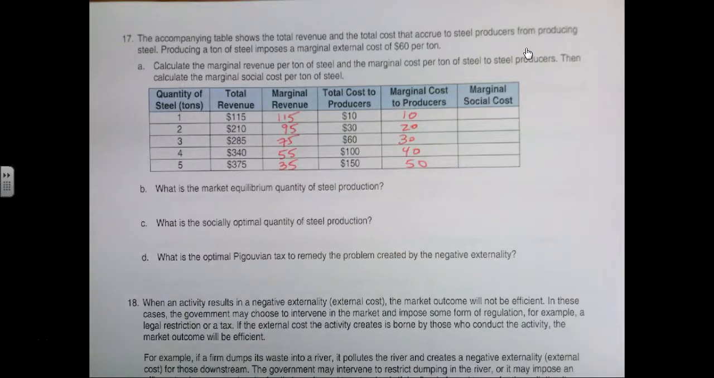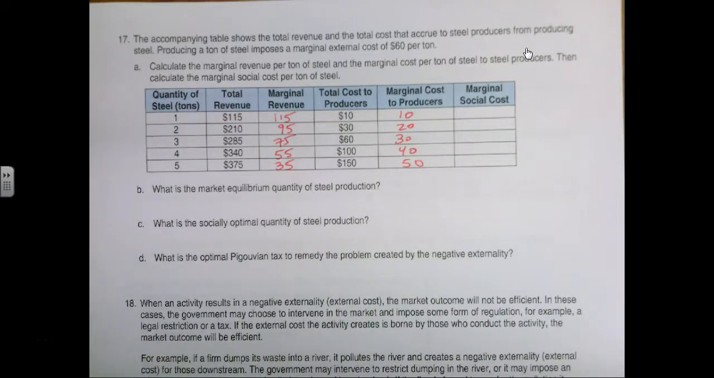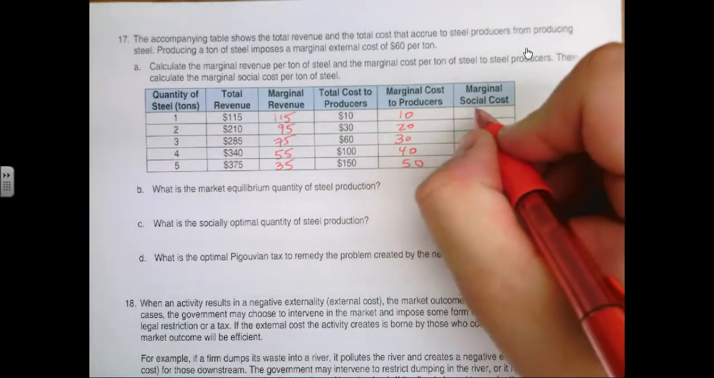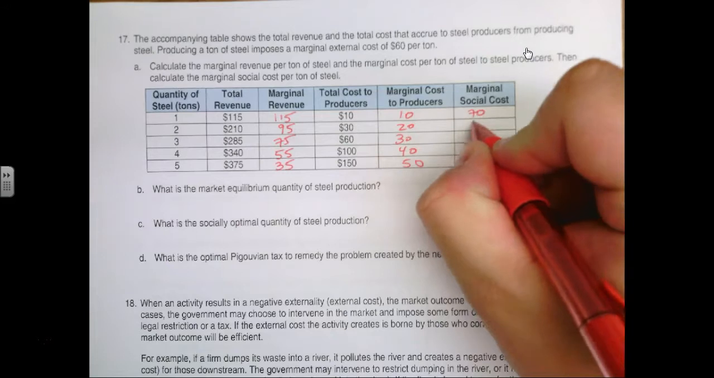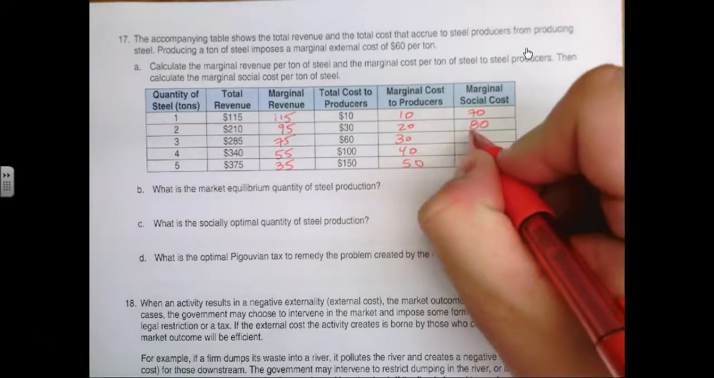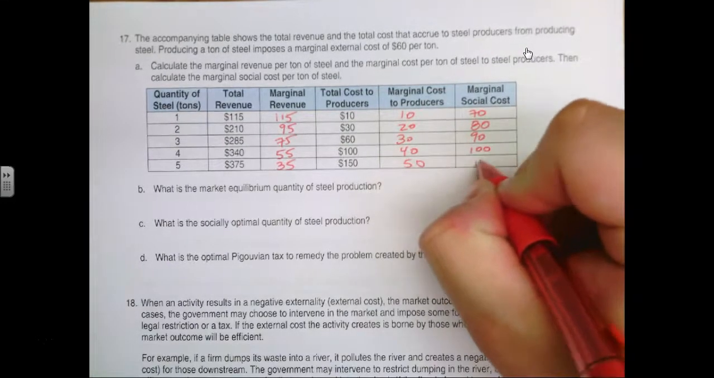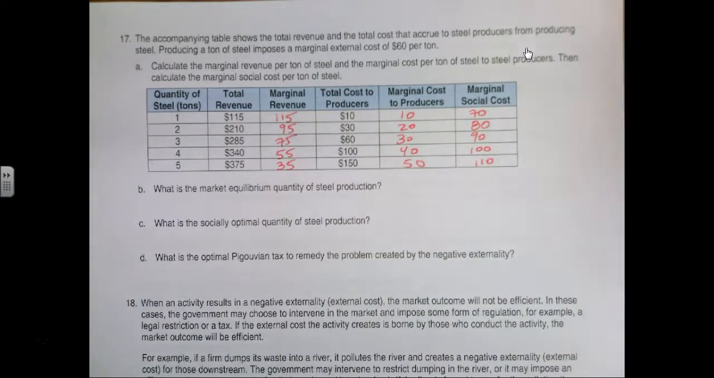We know from the first part of the question that there's an external cost of $60 per ton when it comes to producing steel. In essence, there is a social cost that we haven't taken into account when making a decision based on marginal cost. And so we need to just add the $60 external cost per ton to each of our marginal costs. So the marginal social cost is 70, 80, 90, 100, and $110. Now that we have this information, we'll be able to answer the remaining portions of the question.